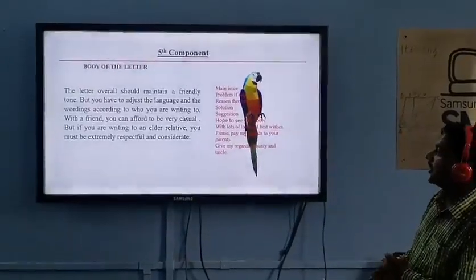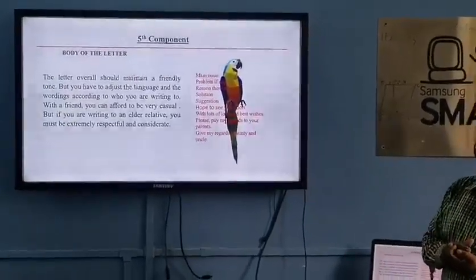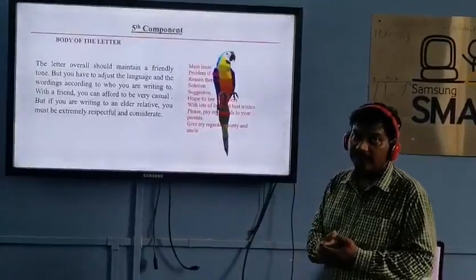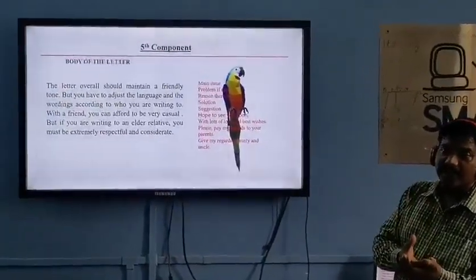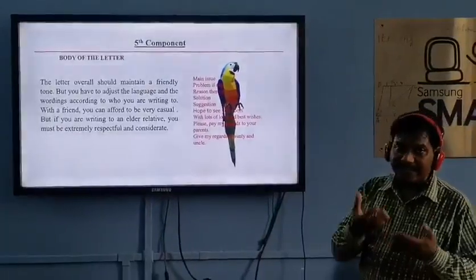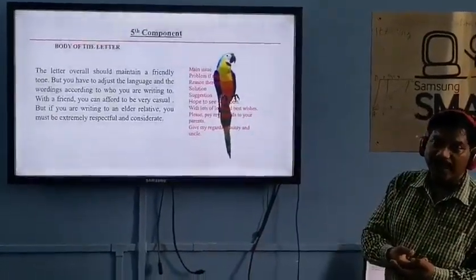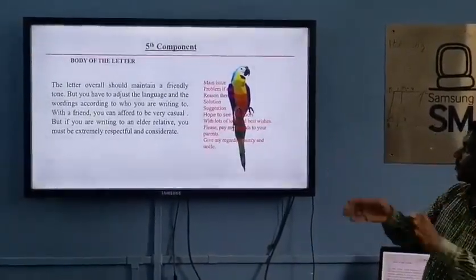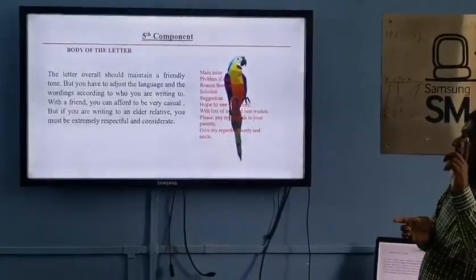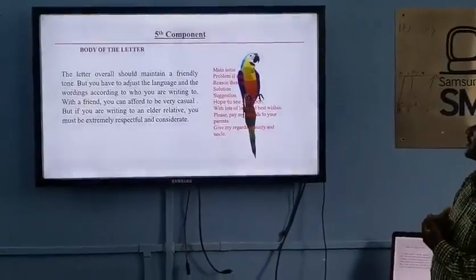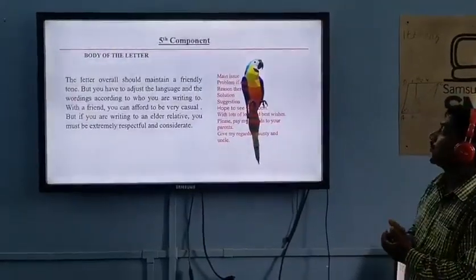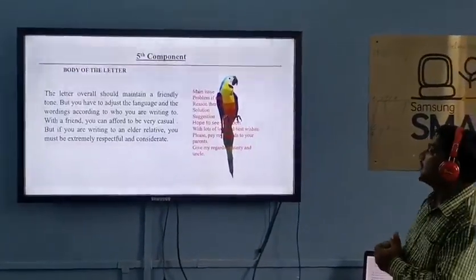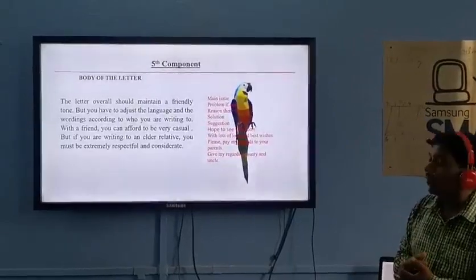Now come to the fifth component, that is body of the letter. This is also very important because the heart of the letter is the body. So you have to be sincere about the body, and take care while you write the body part of the letter. In the body, the letter overall should maintain a friendly tone, but you have to adjust the language and the wordings according to who you are writing to. With a friend, you can afford to be very casual, but if you are writing to an elder relative, you must be extremely respectful and considerate.